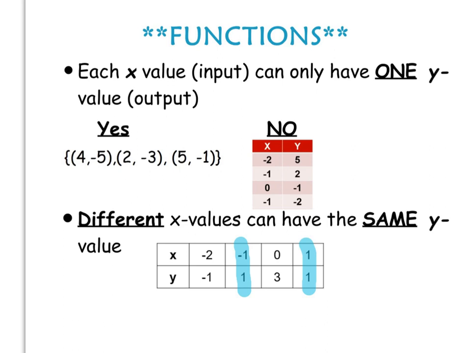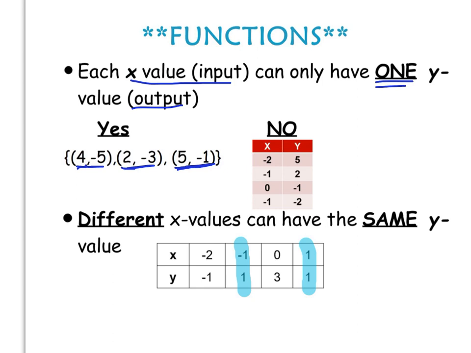For a function, remember each x value, which we can also call the input, can only have one y value, which we can also call the output. So when I look at my yes example for a function, none of my x values repeat, they all have one single y value. 4 has a y value of -5, 2 has a y value of -3, and 5 has a y value of -1. That is a function.